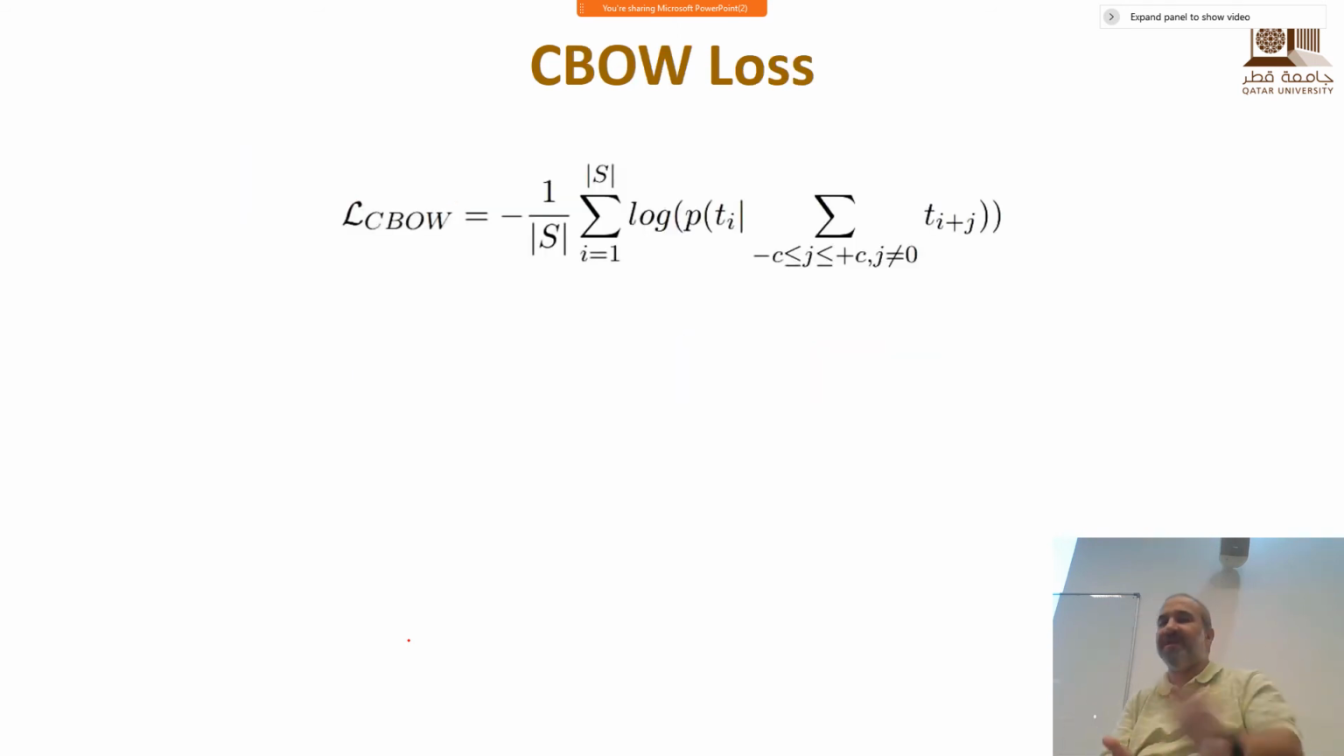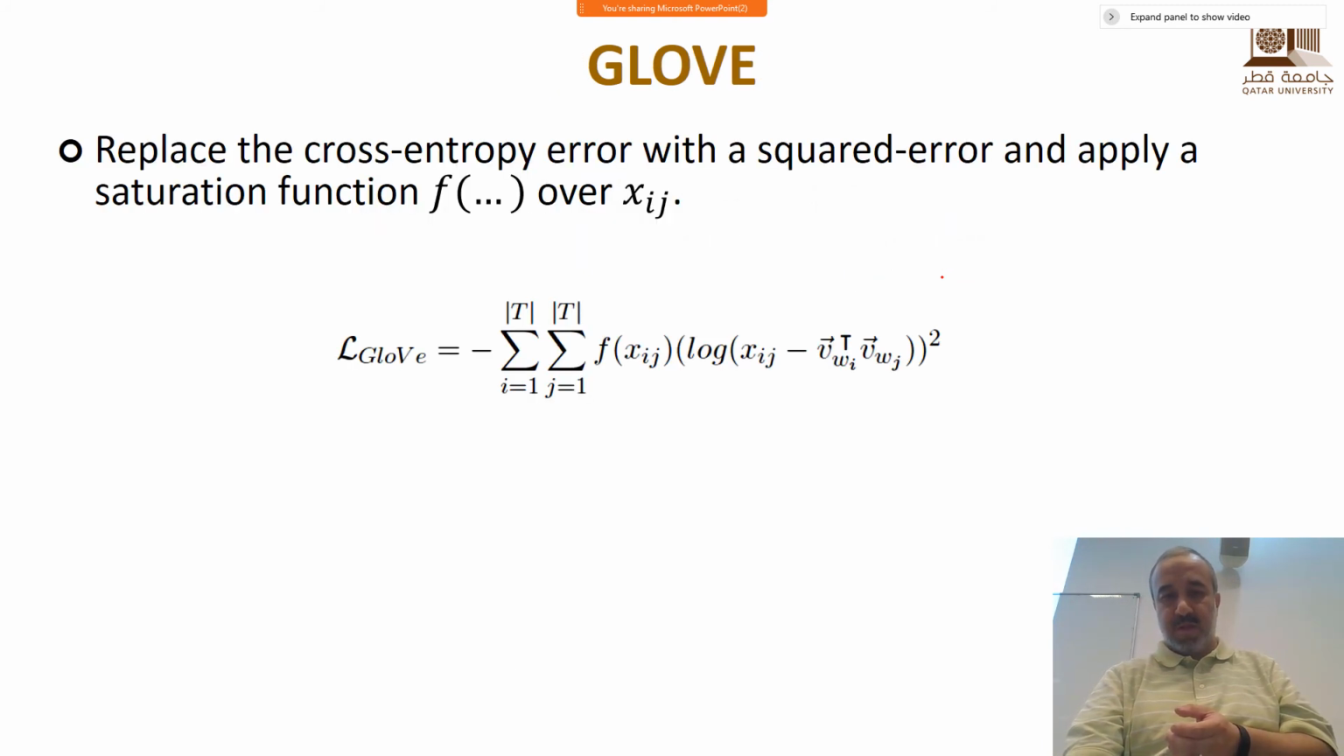This is the loss function, very similar to the previous one. This is for the continuous bag of words, very similar to the previous one, except that the input in this case is the sum of the vectors of the words that appear in the neighborhood.